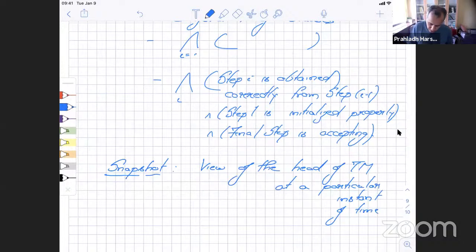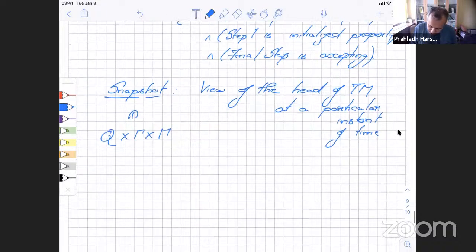The snapshot is going to be a member of... so what does the view of the head have? The head knows which state it is in, so it is some Q. And there are two tapes. It sees what are the contents of either tape. That's all there is to the view of the head. The head knows which state it is in and the contents of the two tapes. Just the two symbols, not the entire tape, just those two symbols. So a snapshot Z looks like some Q, A, B.